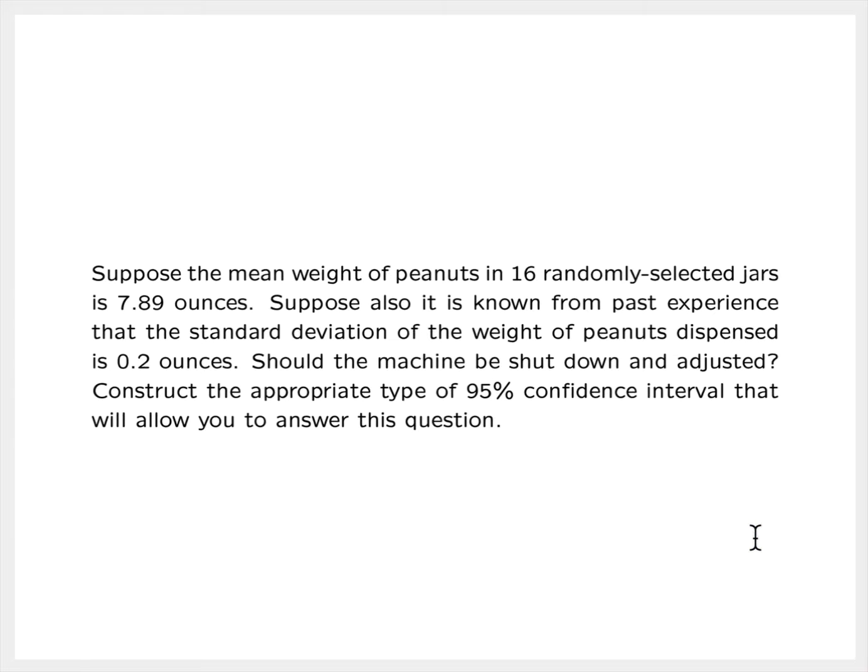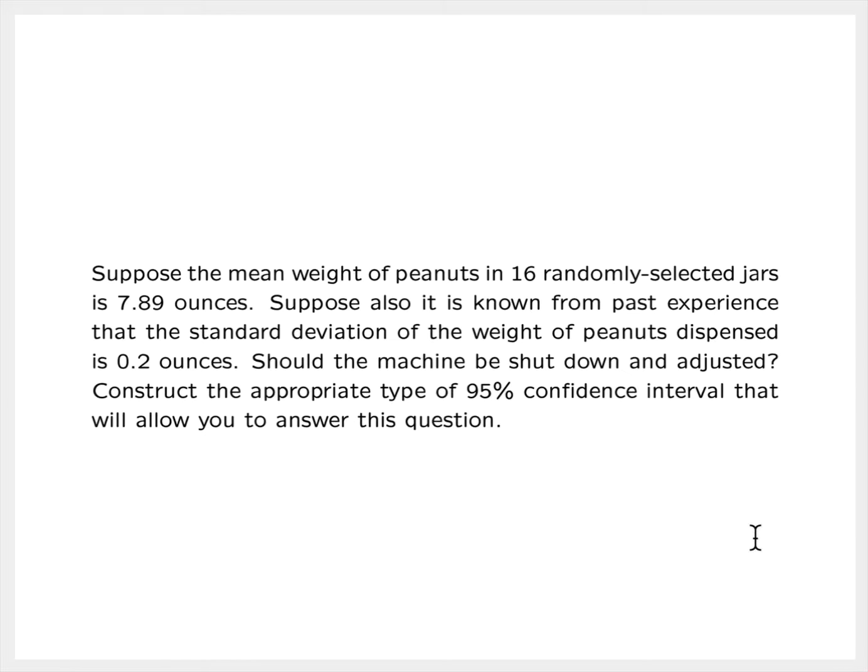Now, suppose that the mean weight of peanuts in 16 randomly selected jars is 7.89 ounces. Suppose also that it's known from past experience that the standard deviation of the weights of peanuts being dispensed is 0.2 ounces. Should the machine be shut down and adjusted or recalibrated? And to answer this, we're going to construct the appropriate type of 95% confidence interval that will allow us to answer this question.